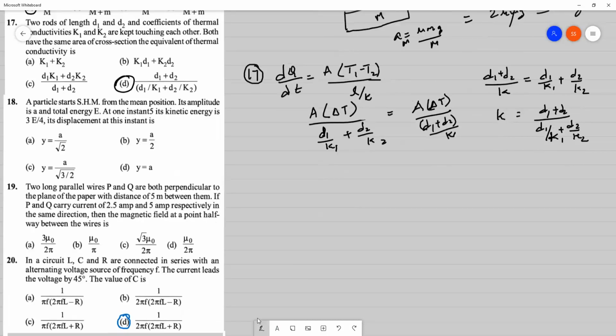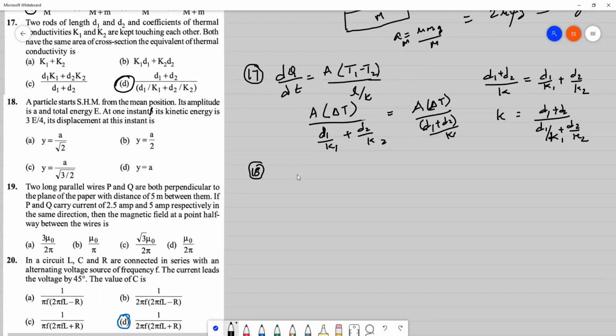Question number 18. A particle starts SHM from a mean position. Its amplitude is A and the total energy is E. At one instant, its kinetic energy is 3E by 4. Its displacement at this instant is?